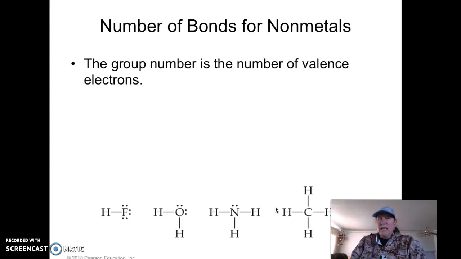So when you're talking about the number of bonds for nonmetals, remember they need 8. So they're going to form 4 bonds, okay? Now the 4 bonds can be in a different way. If you look here, we have hydrogen and fluorine. This line represents 2 dots. A bond is always two electrons. So if you look here, fluorine has 2, 4, 6, 8, and hydrogen only needs 2.